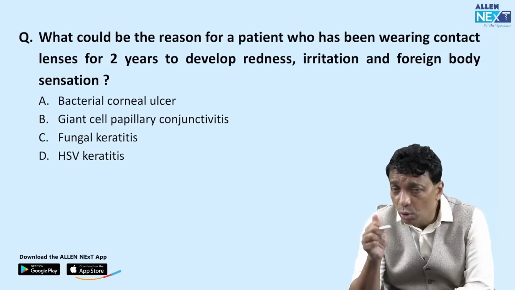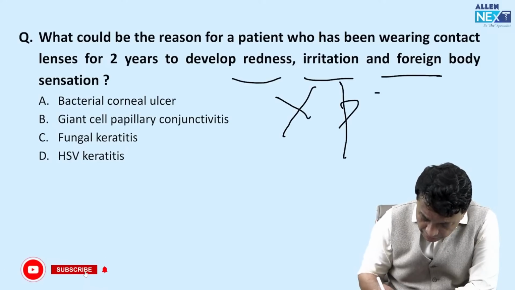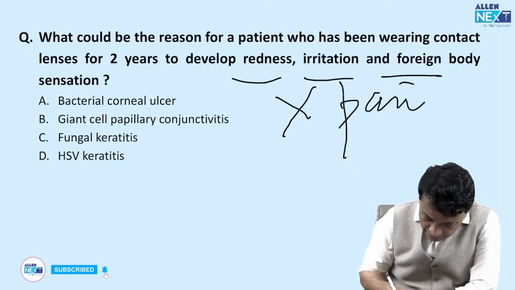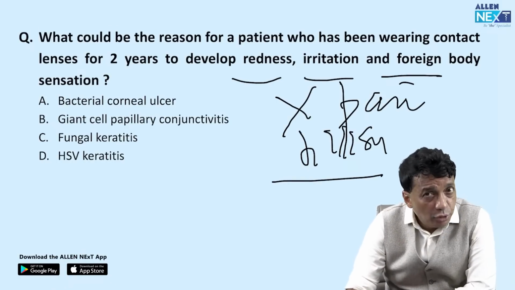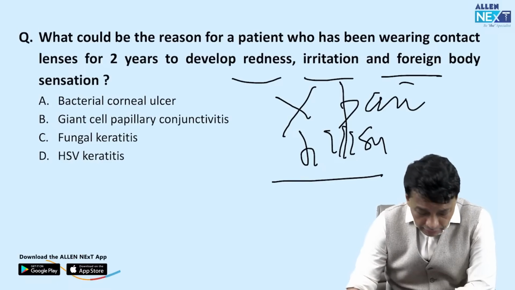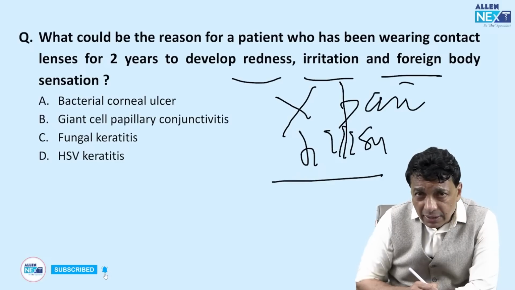But you see, this is not a corneal ulcer. Why? Because there is redness, there is irritation, and foreign body sensation, but there is no pain. Remember, the defining symptom of corneal ulcer is pain and loss of vision. Okay, there is no loss of vision, there is no pain here. So it cannot be ulcer. So all the ulcers, bacterial, fungal and herpes simplex virus, are ruled out.